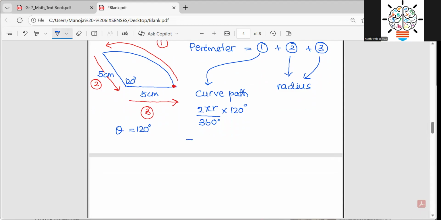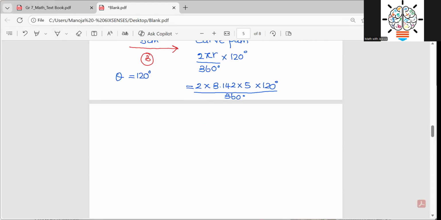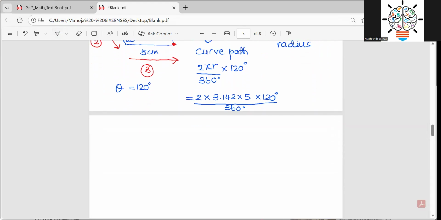So then here you have 2 times 3.142 times 5 times 120 degrees, the whole thing you divide by 360 degrees. I will tell you an easy way to do. So these are all the steps. It should come with your practice.